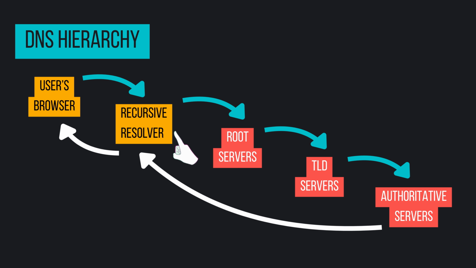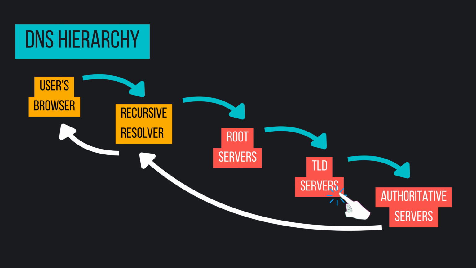When the recursive resolver can't answer from its cache, it starts climbing the DNS hierarchy. At the top are the root name servers. There are only 13 of these logical servers worldwide, though they are replicated across hundreds of physical servers. These root servers don't know the IP address of google.com, but they know which server handles the .com top-level domain.